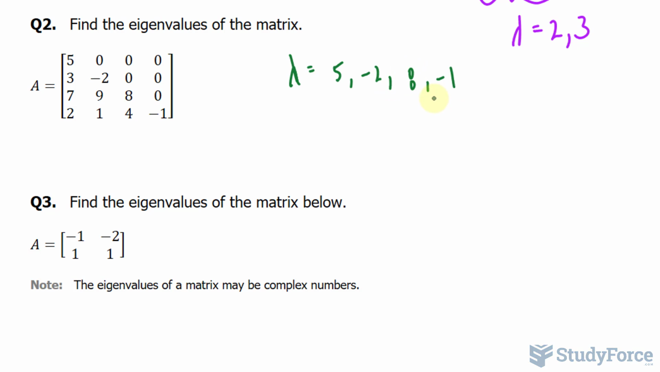Now of course you can prove this on your own, and if your matrix happens to be in upper triangular form where the numbers are at the top and you have these zeros at the bottom, it's the same thing. The eigenvalues are on the main diagonal.